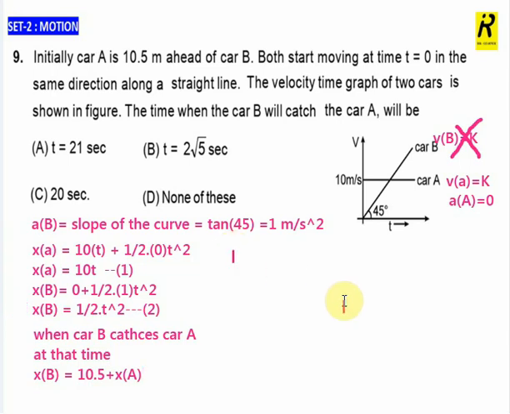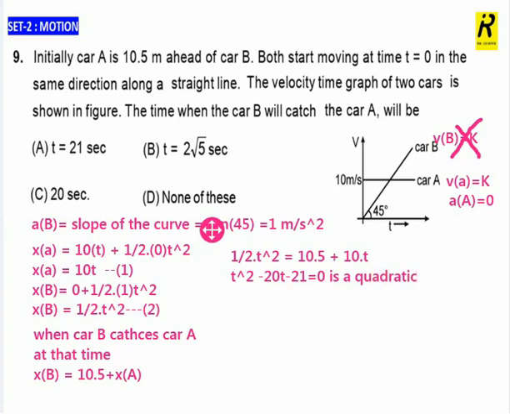So just on adding these two, I write something like this. So xb is half into t square, which is equal to 10.5 plus, so xa is 10t, 10 into t. So this becomes a quadratic equation, which is t square minus 20t minus 21 is equal to 0. This is a quadratic equation.